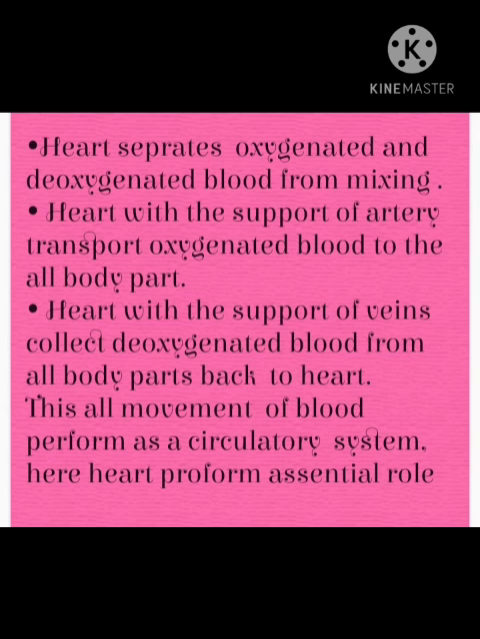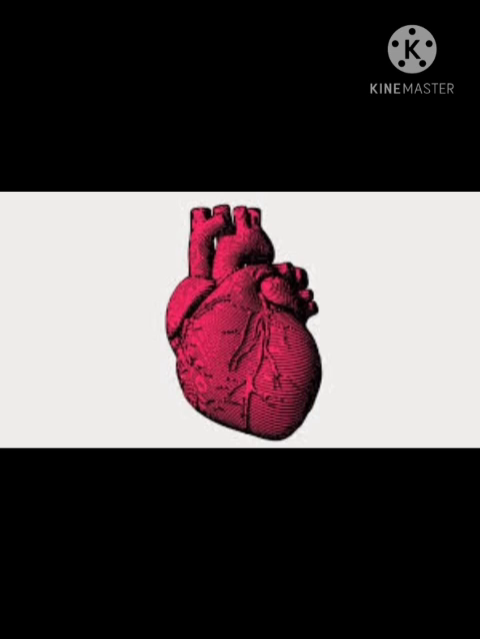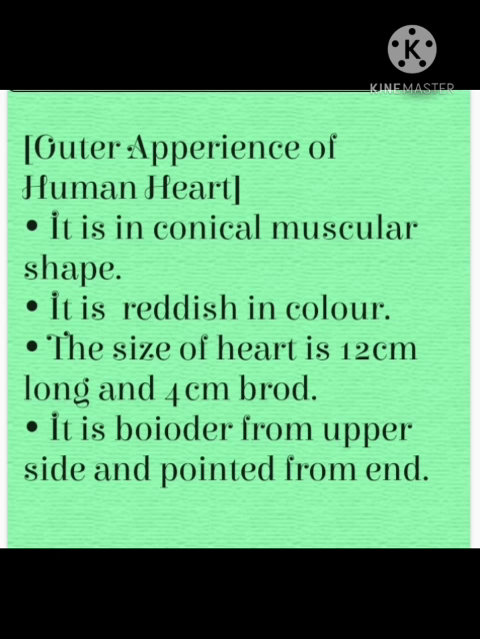The heart, with the help of arteries, transports oxygenated blood to all body parts, and the heart, with the help of veins, collects deoxygenated blood from all the body parts. All this movement of blood forms a circulatory system. Here the heart performs a very essential role in it. So now what about the outer appearance of the human heart?